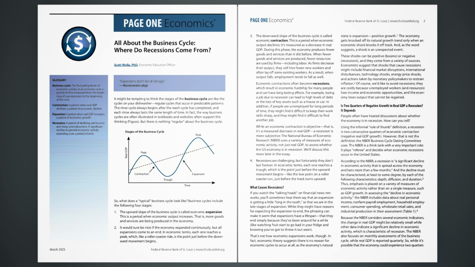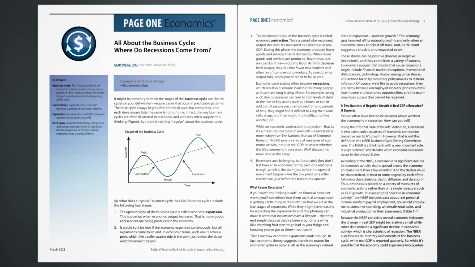In assessing the decline in economic activity, the NBER includes data about real personal income, non-farm payroll employment, household employment, consumer spending, wholesale retail sales, and industrial production in their assessment, Table 1.4. Because the NBER considers several economic indicators, the change in real GDP might be relatively small, while other data indicate a significant decline in economic activity, which is characteristic of recession.